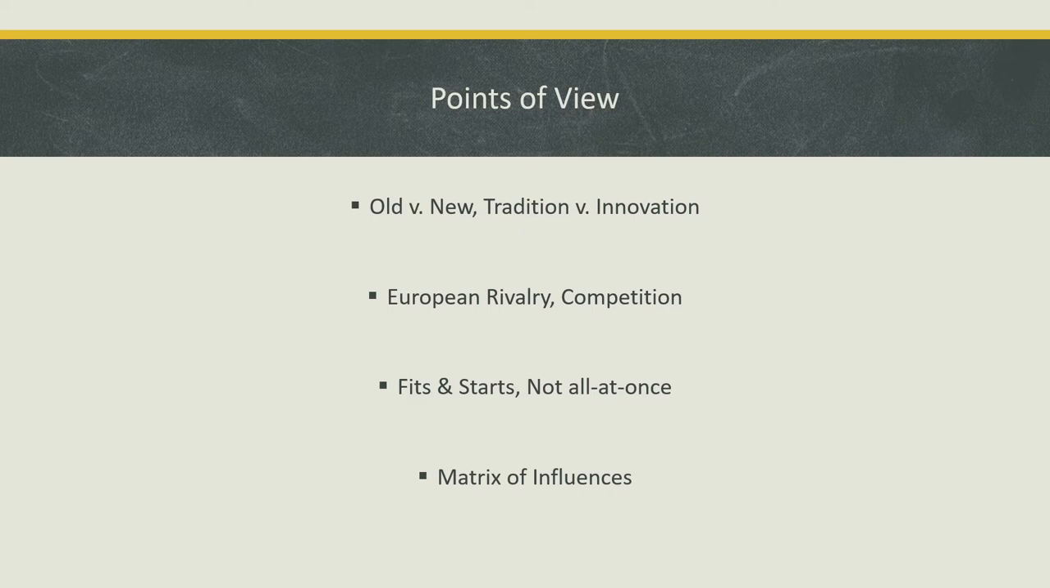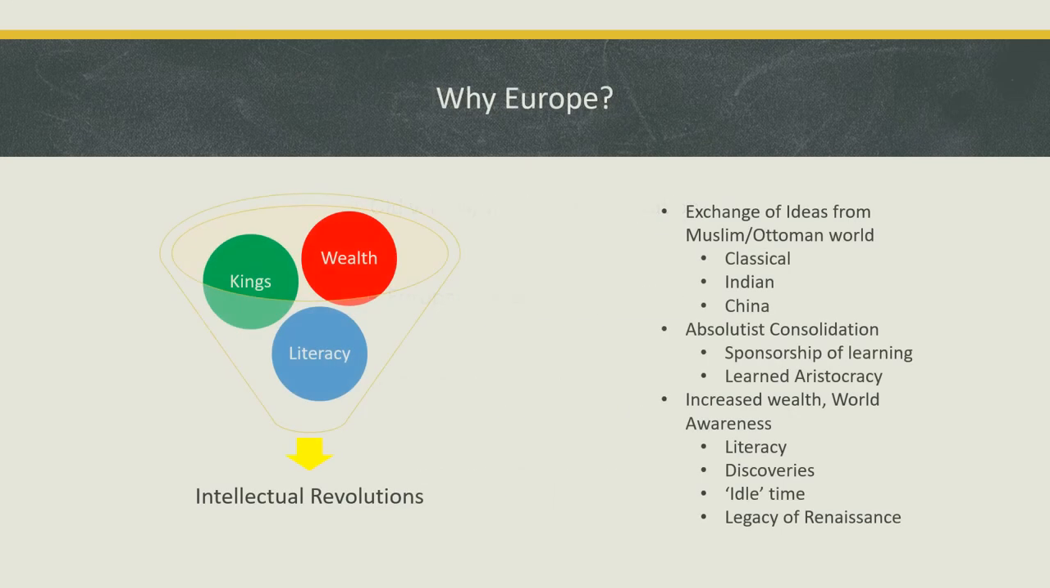Yes, having more wealth absolutely helps. Yes, having kingly patrons absolutely helps. Yes, having access to knowledge from the classical world and from the Renaissance does help. Or having the ability to read multiple books that are relatively inexpensive, thanks to the printing revolution, is absolutely important. But no one of those is the whole, the entirety of the genesis of the intellectual revolutions, of the scientific and Enlightenment revolutions. It's a matrix, it's several different things. So what do I mean?